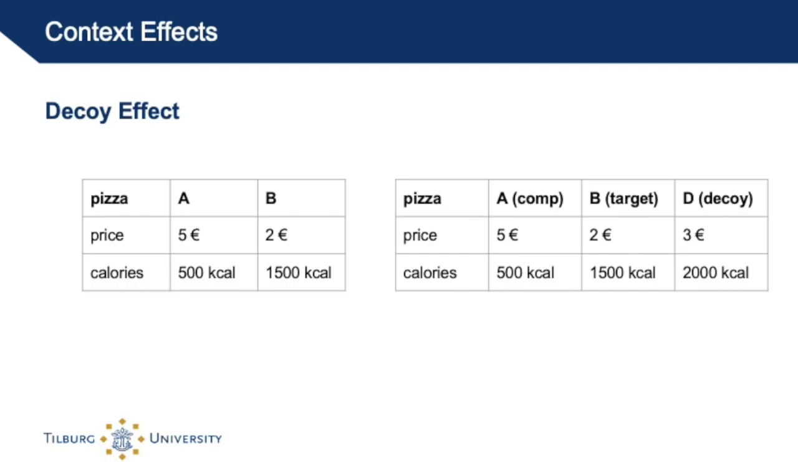So this is the decoy effect, where adding an additional option changes preferences for the A and B options that were there all along.